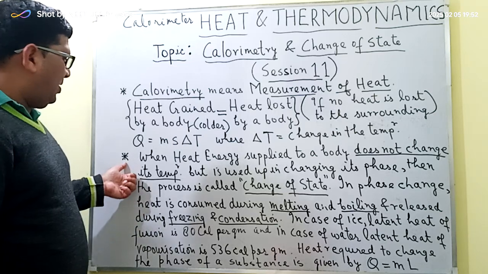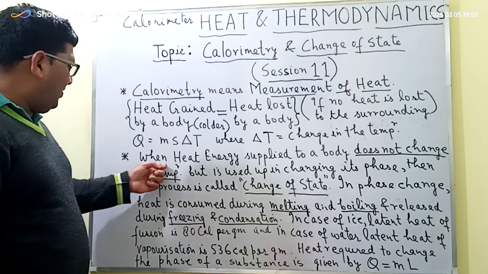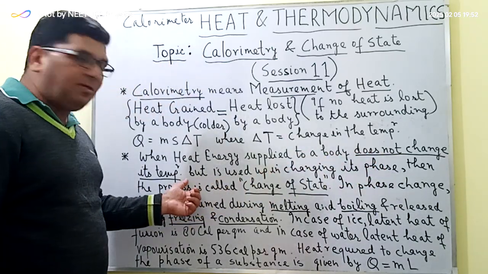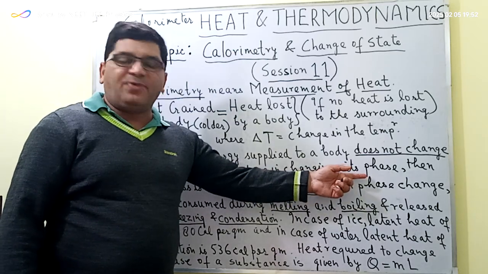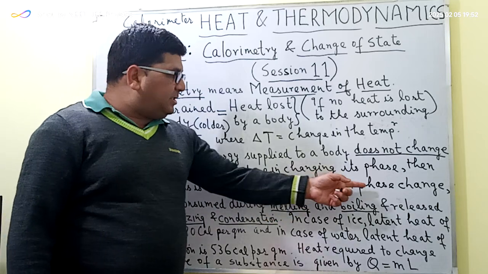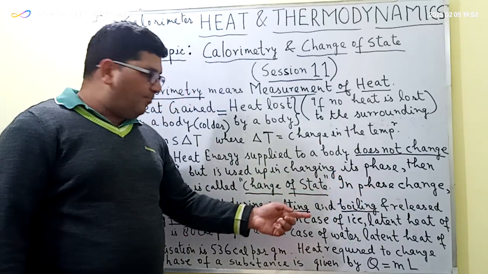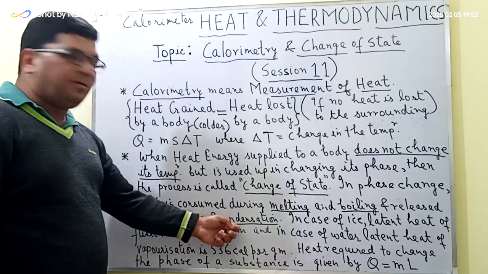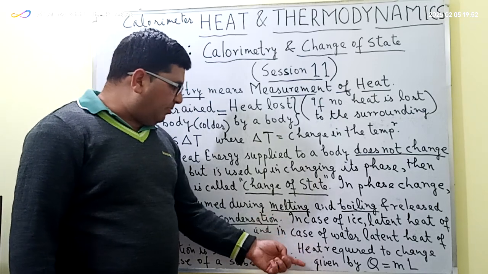Now let's come to the second point. The second point is basically the definition of the change of state. When heat energy supplied to a body does not change its temperature, but is entirely used up in changing its phase, then the process is called change of state. In this phase change, the heat is consumed during melting and boiling, and the heat is released during freezing and condensation. Now let us understand this definition with the help of an example.